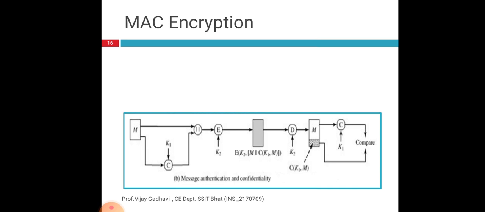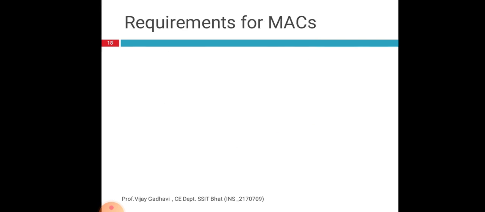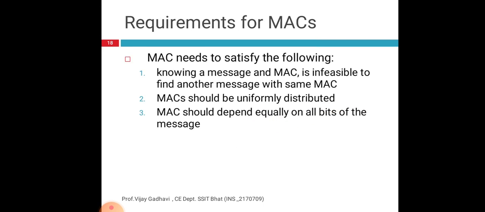In the MAC encryption process, here you see message authentication and confidentiality. The receiver is assured that the message is from the right sender because no one else knows the secret key and no one else could prepare a message with a proper MAC. It is a cryptographic checksum. The requirements for a MAC are: knowing the message and MAC, it is infeasible to find another message with the same MAC. The MAC should be uniformly distributed and should depend equally on all bits of the message.